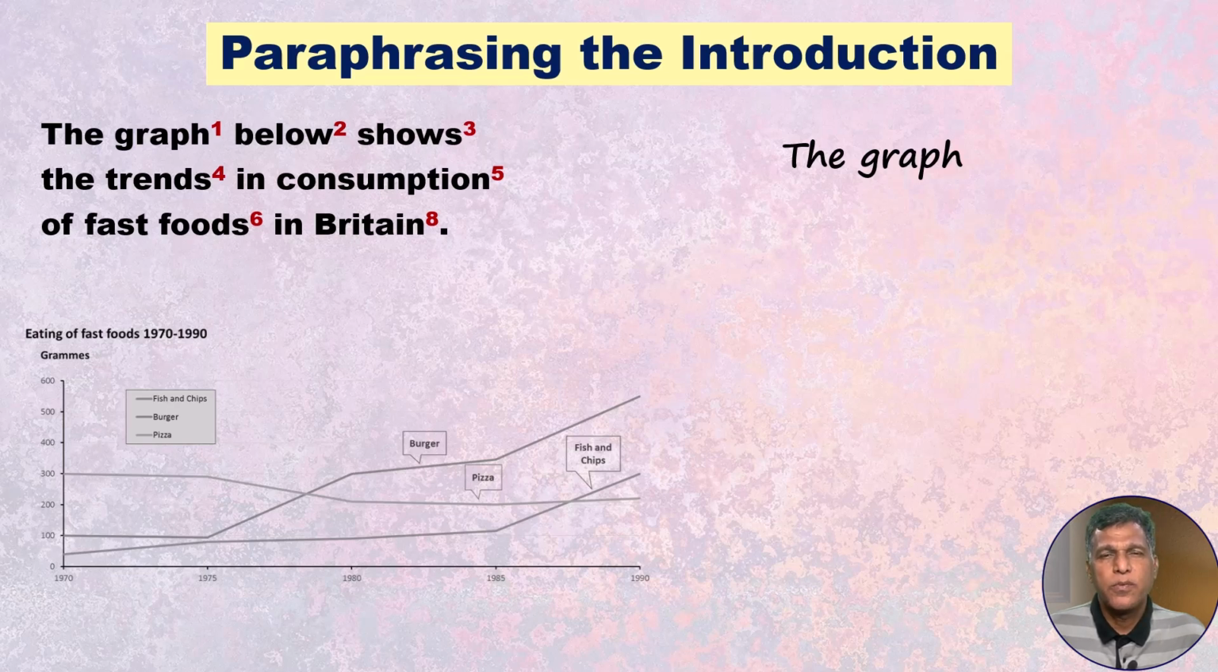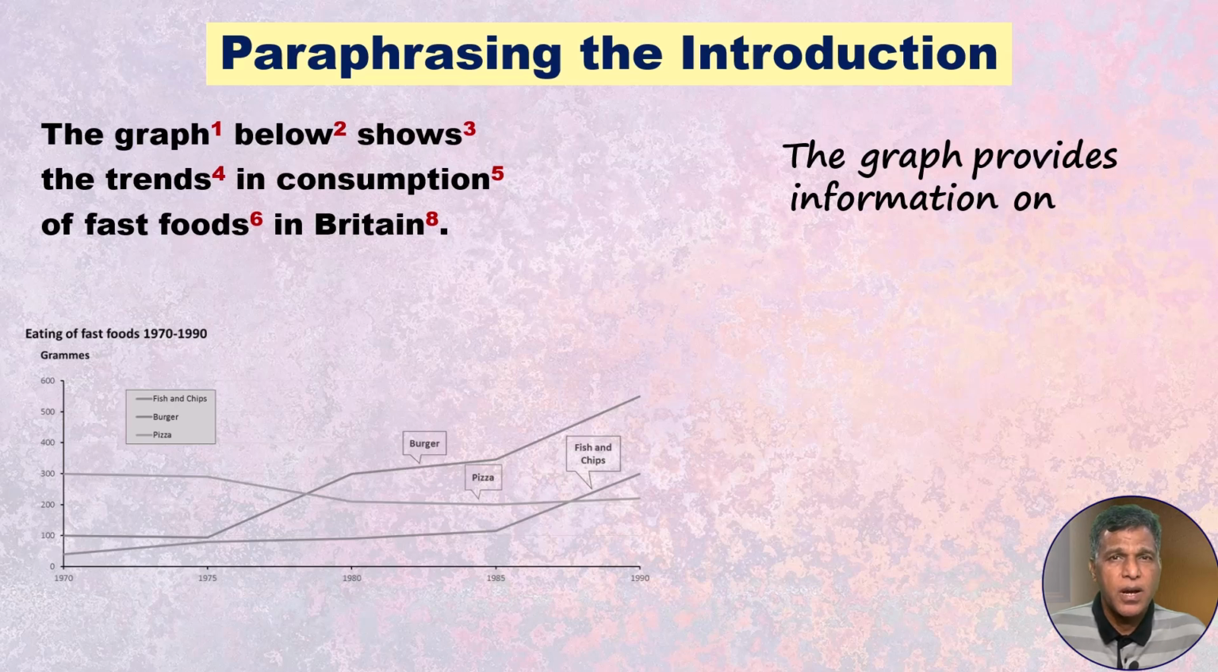Next, I remove the word below. Why? Because in the exam, there is no graph below overwriting. Then instead of shows, I use the synonym provides information on. Instead of trends in, I can use tendency for. Instead of consumption, I have used eating. And I got this synonym from the title of the graph, eating of fast food.